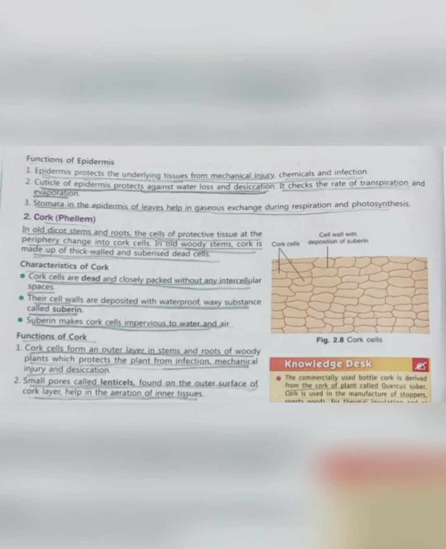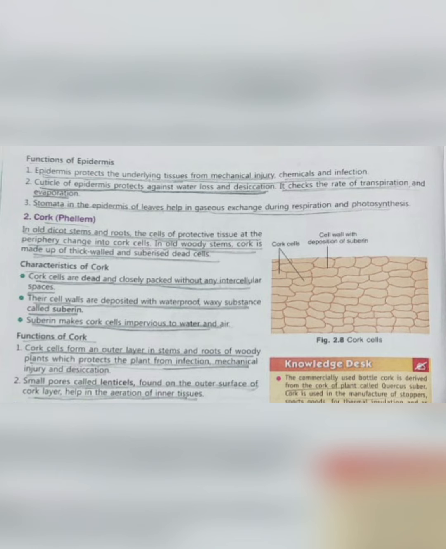Functions of epidermis. Epidermis protects the underlying tissue from mechanical injury, chemicals and infection. Cuticle of epidermis protects against water loss and desiccation. It checks the rate of transpiration and evaporation. Stomata in the epidermis of leaves help in gaseous exchange during respiration and photosynthesis.